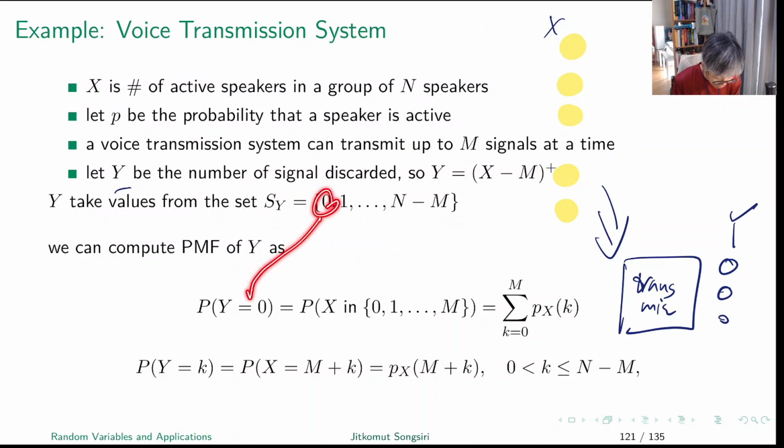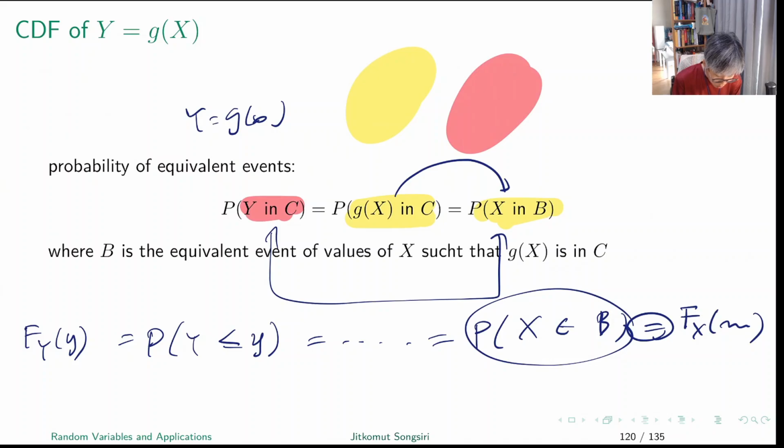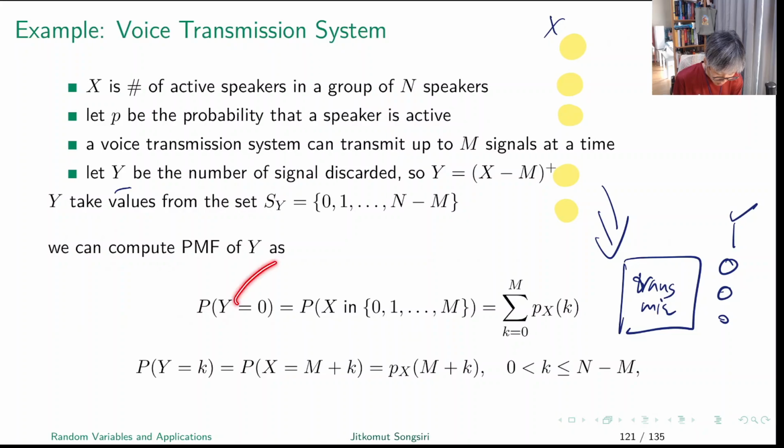So think about when Y is 0. The probability that Y is 0 is, of course, the probability that X is less than or equal to M. So now we lay down that X could be any integer from 0 to M. This is the step where you start from the probability of Y and derive the equivalent event in terms of the variable X. From here to here, you use the information about g of X, and the rest of the process just follows. The probability of X in this set is simply the sum of the PMF of X from 0 to M.